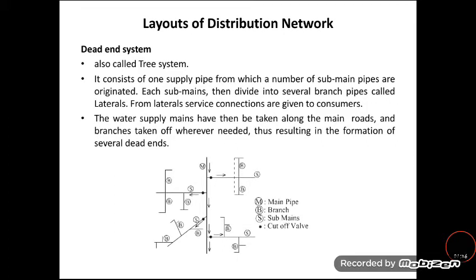The first one is the dead end system, also called the tree system. Here the main supply pipe is divided into sub-main pipes. Then the sub-main pipes are divided into laterals. Then it is connected to the house connections, lateral service connections, which supply the water to the consumer. This is called the dead end method. Here the pipes are laid along with the roads.